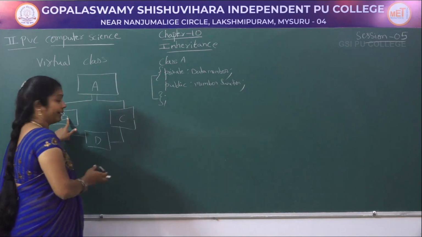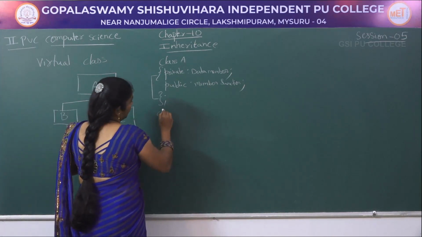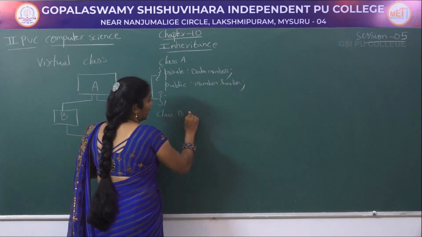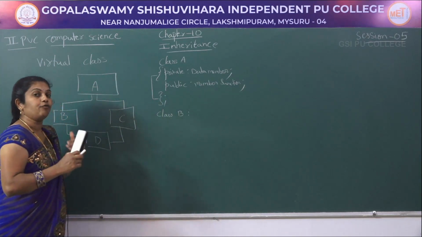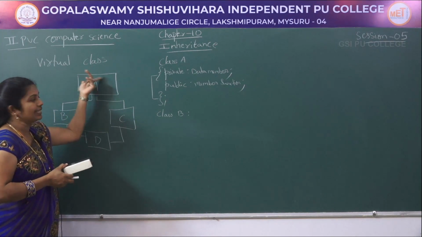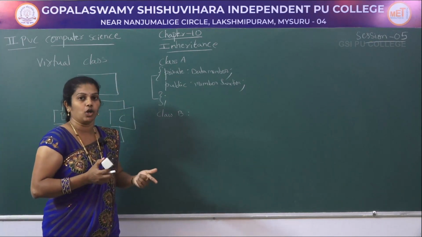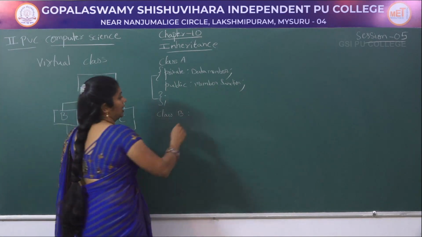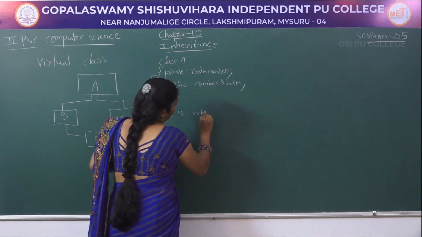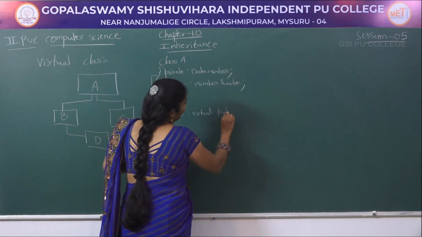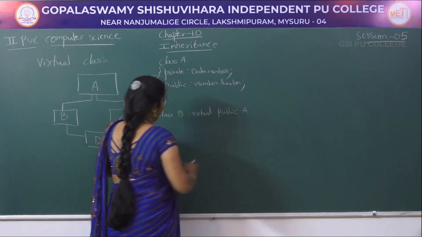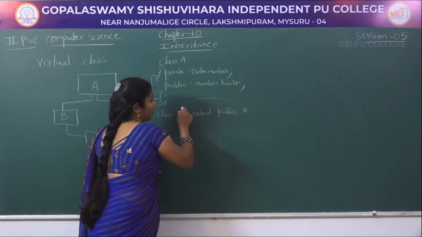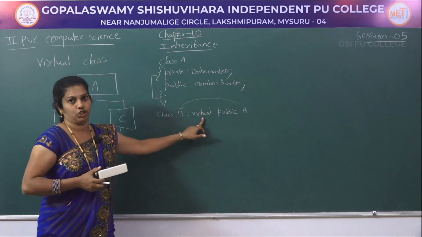Now I want to create the derived class B. Then class B we have to write, then a colon. Before mentioning the visibility mode, we have to make the base class virtual. Then we can avoid the multiple copies of the same data of class A. So, virtual, then next public A. It means that we are creating the class B, it acquires the properties of A, and we are making A virtual.